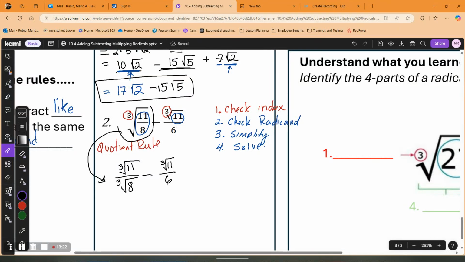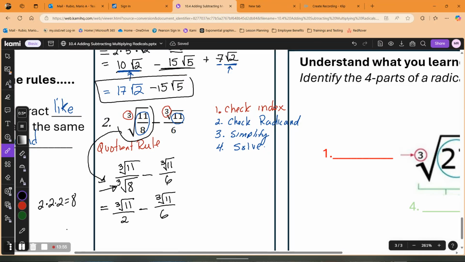Okay. Now here I need to simplify a little bit. If I take the cube root right here, the cube root of 8 is 2, because 2 times 2 times 2 equals 8. 2 times itself 3 times gives me 8. That's how these radicals kind of work. So I'm going to have the cube root of 11 on the top, the number 2 on the bottom, minus the cube root of 11 divided by 6.